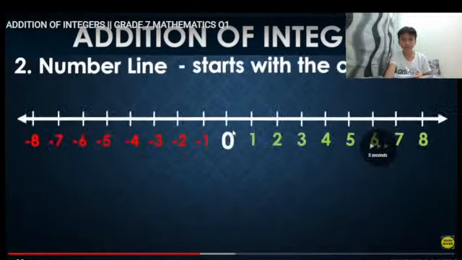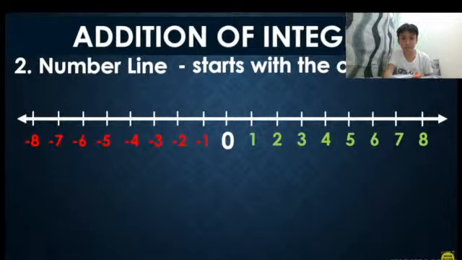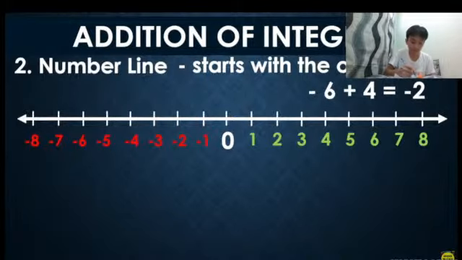Remember na kapag origin natin, yung 0. Okay? So, kukuha ako ng isang given kanina na ginamit natin sa colored counters. We have negative 6 and plus 4 is equal to negative 2. So, let's see kung ito bang ginamit natin sa colored counters ay same pa rin ang sagot kapag ang ginamit natin ay number line. Okay? So, let us try. Let us illustrate.